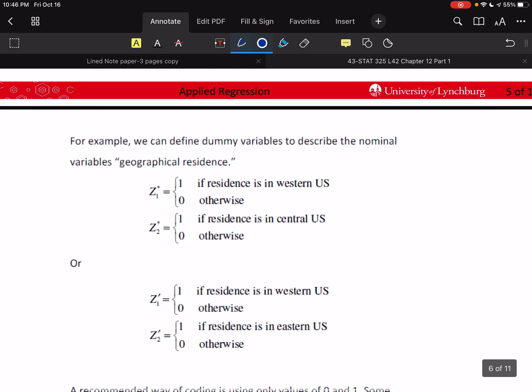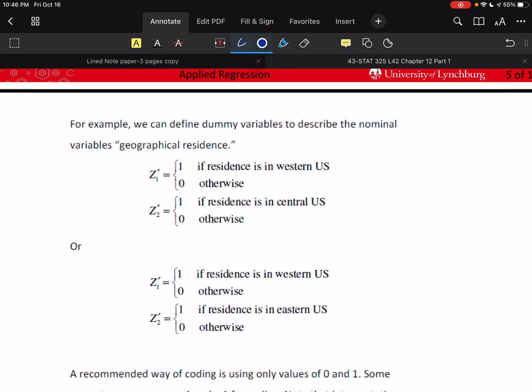Okay. So here's an example, and I believe I gave this up above. Instead of Z1, they called it Z1 star and Z2 star. Now we could also have Z1 prime, and this is the western. So again, we're saying 1 if western, and here we're saying 1 if in eastern. Okay, and so if both are 0, then they would be in the central. In this case, Z1 prime equals Z2 prime equals 0 means central US.